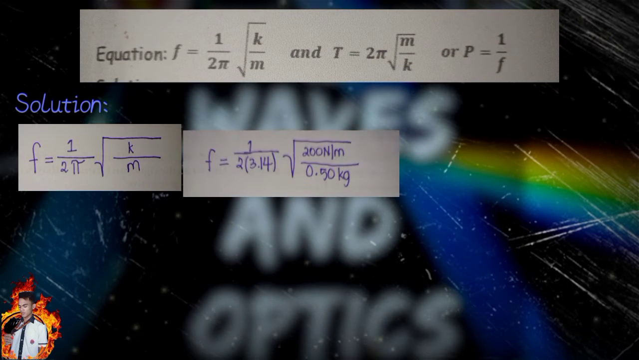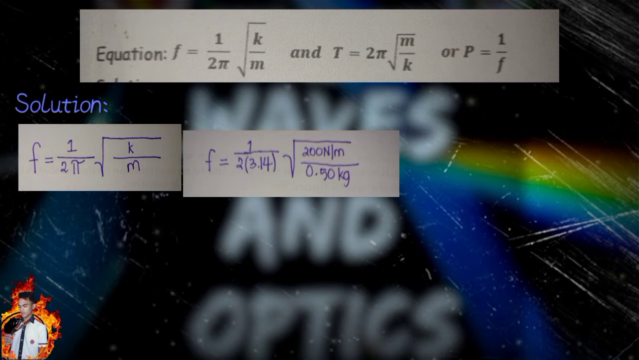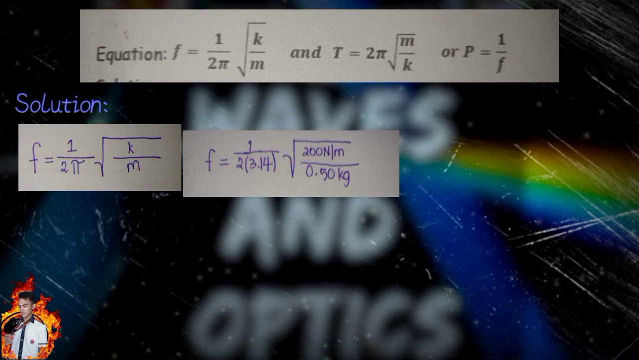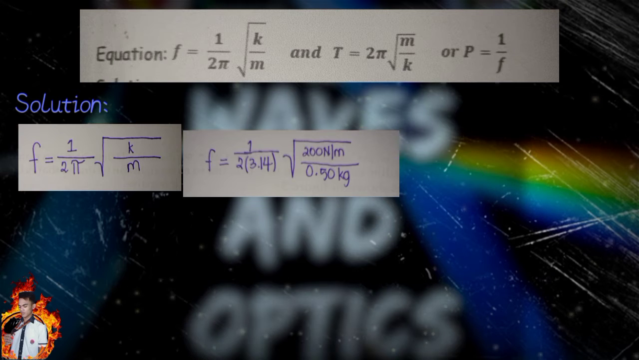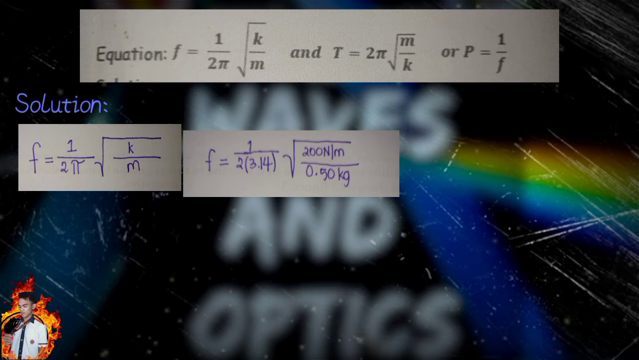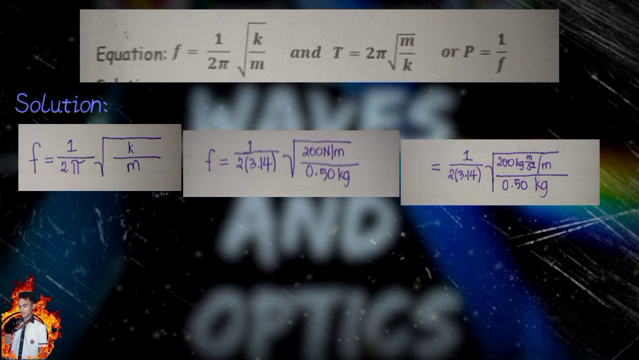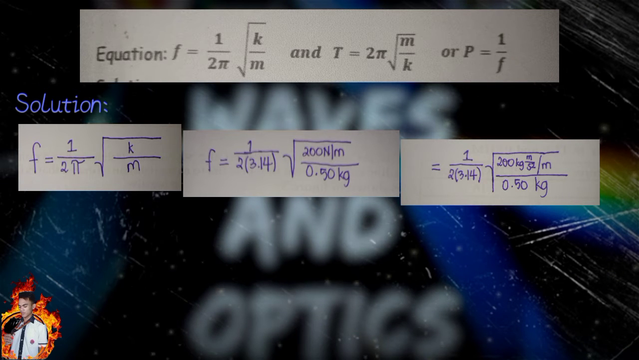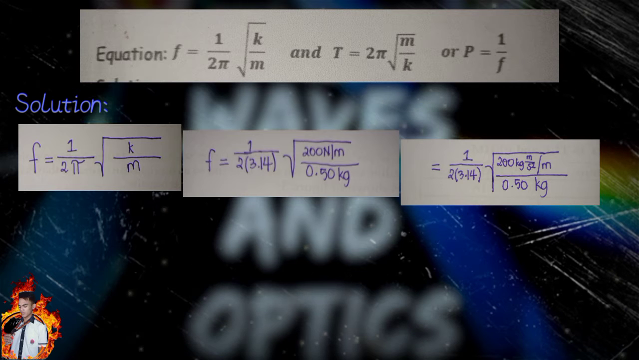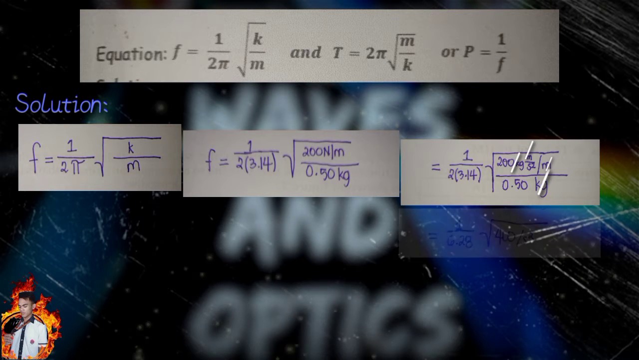I have here my solution. Distribute all the given. So 1 over 2 and the equivalent of pi is 3.14. Square root of the stiffness or rigidity, which is 200 Newton per meter, and the mass of 0.50 kg. Since Newton is a derived unit, I change Newton to kilogram meter per second squared in order for me to determine easily which unit can be cancelled out. So cancel the kilogram and then the meter. We only have the second squared remaining.